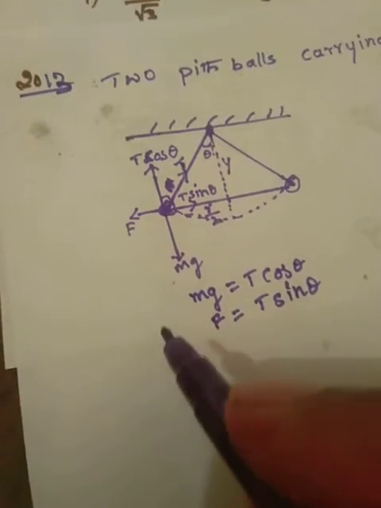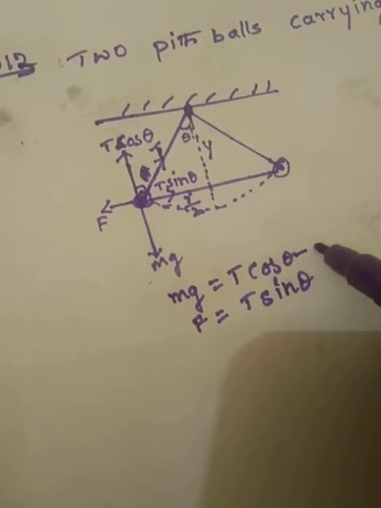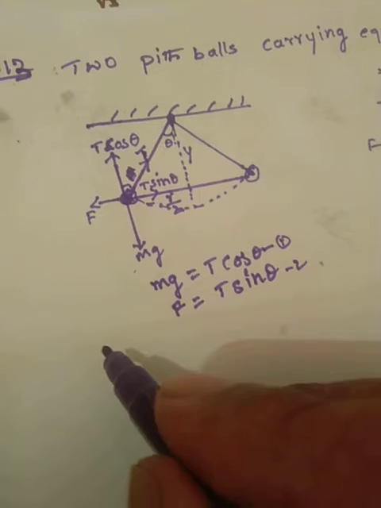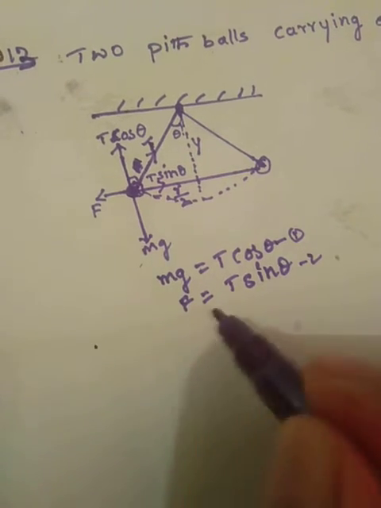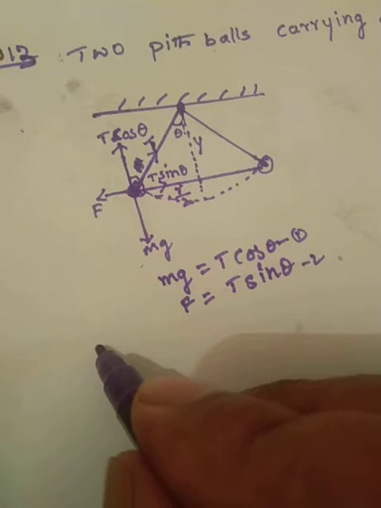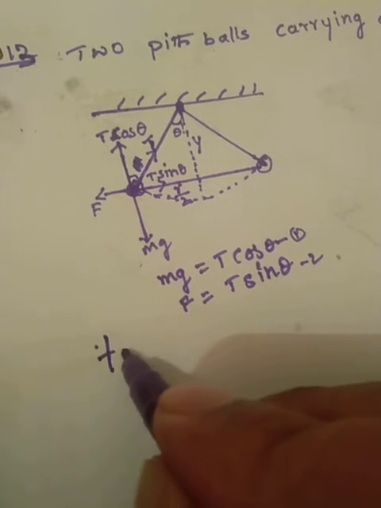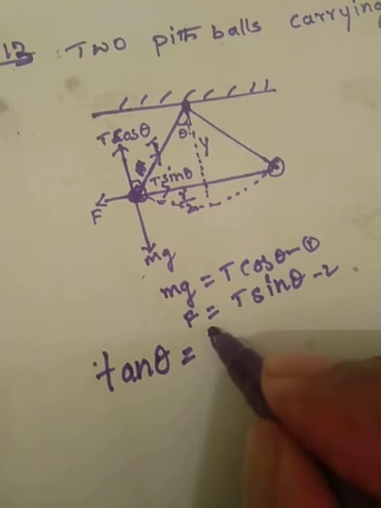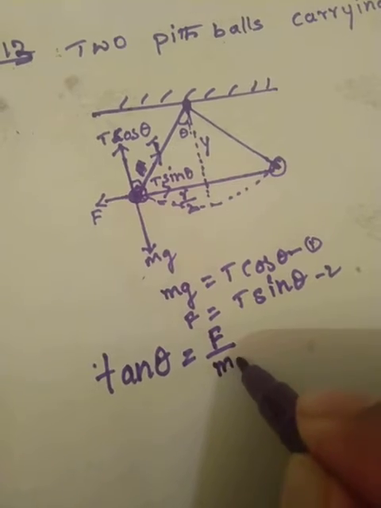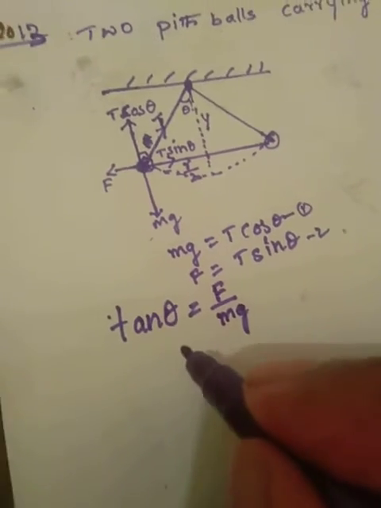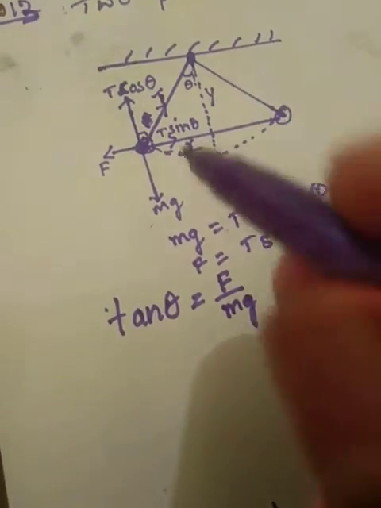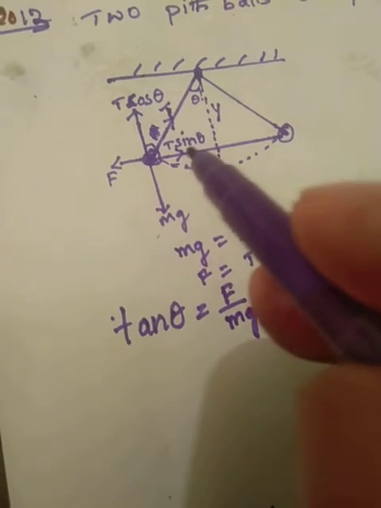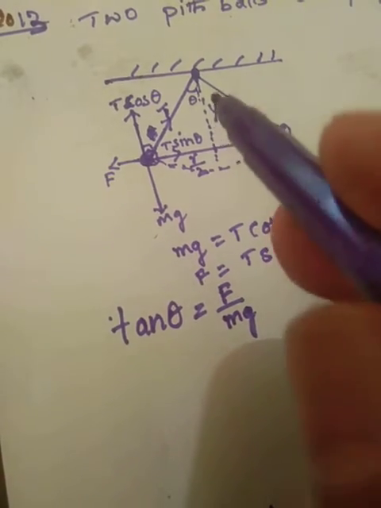When we divide these two, what will we get? Let's take this as equation 1, and this as equation 2. When you divide equation 2 by 1, T will get cancelled when we take the ratio. Then sin theta by cos theta becomes tan theta, which is equal to F divided by mg. Now tan theta, you can define from this figure, the vertical side, or let's take it as the opposite side, and this is the adjacent side.